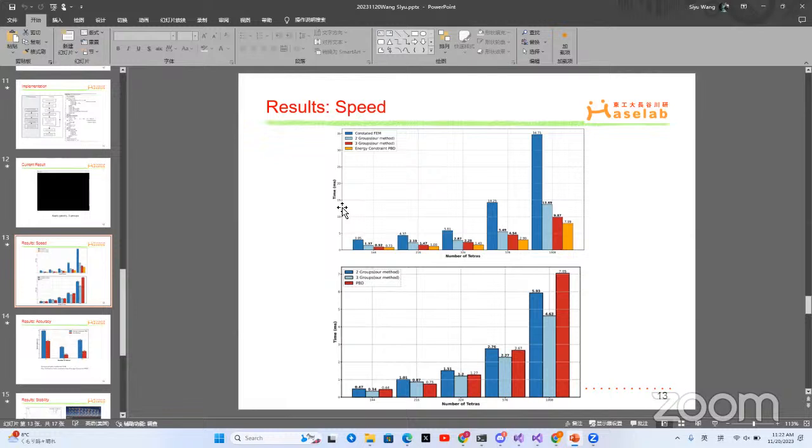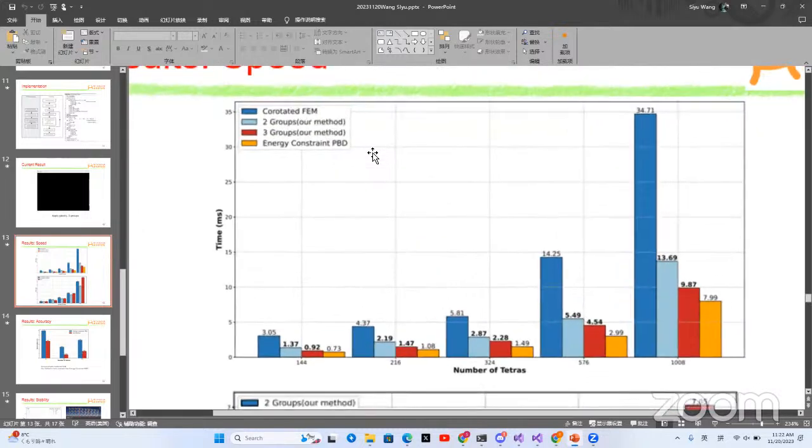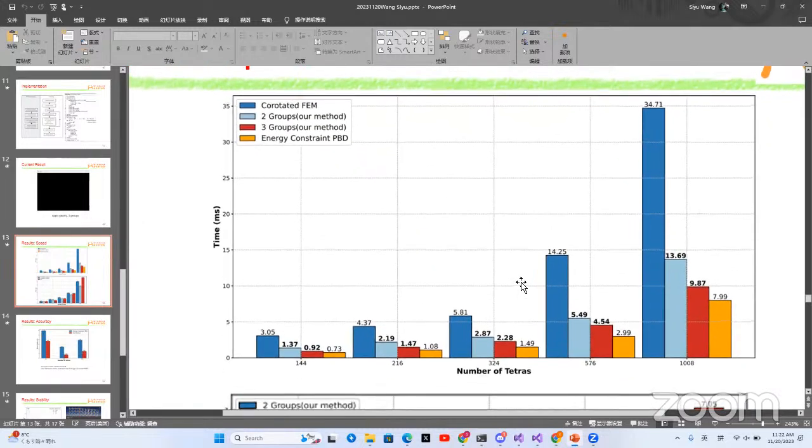For the qualitative FEM, I use the same model, but no groups, and the equation is like the... I just use the qualitative FEM for the stiffness matrix and the gravity. For the energy constraint, I also use the same model. Would I explain the process?